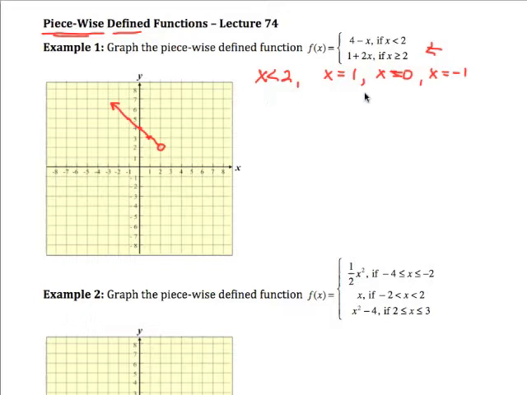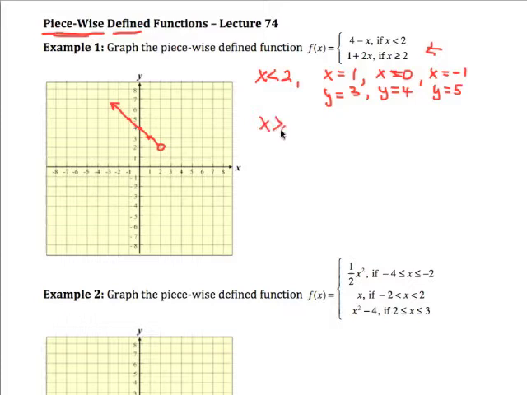In other words, we'll put our y values in here. When x was 1, y would be 3. When x was 0, it would be 4. And when x was negative 1, it would be 5. If we allowed x equal to 2, then y would be 2, which would be the point 2, 2. So we use an open circle there.